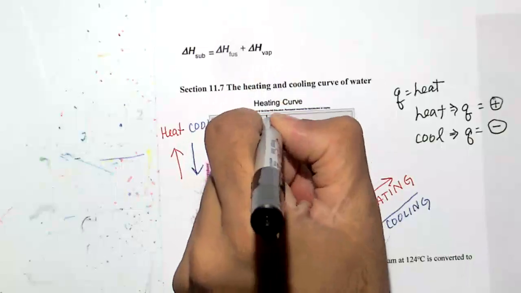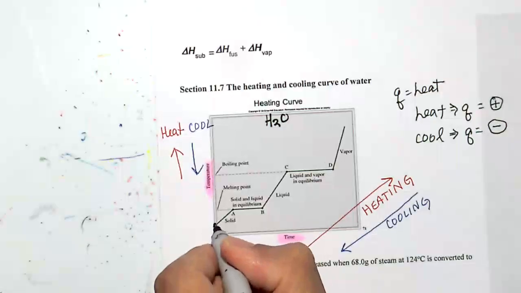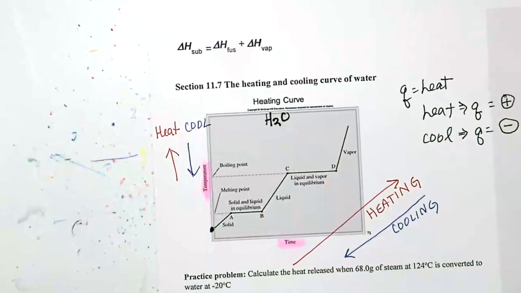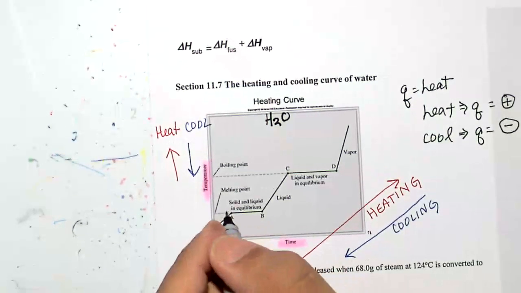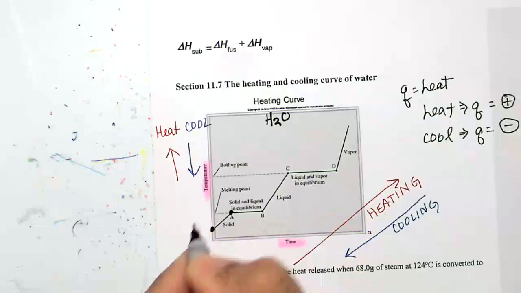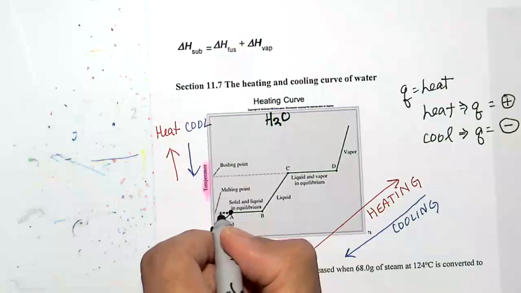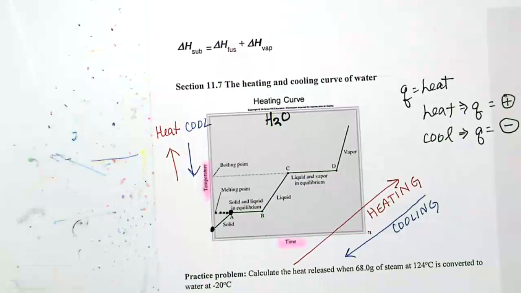All right, so we'll make this for water. We'll start right here. We heat, heat some more, and then we get to point A on the curve. For water, this is going to be 0 degrees C.